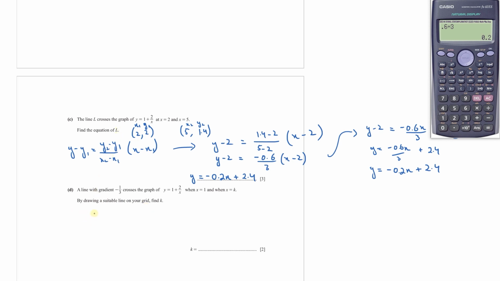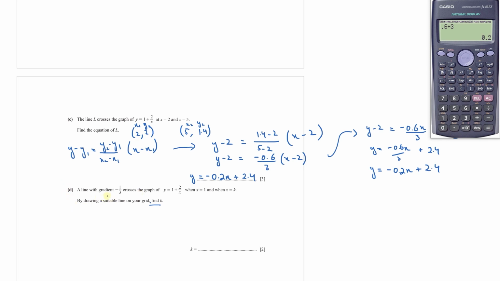So there are two ways to solve this question. I'll show you both. The first one is finding the equation of the line and then drawing it on the grid. And the second method is we can draw this directly on the grid as well and then find the value of k. So I'll show you both.